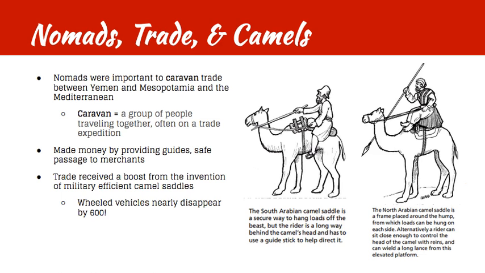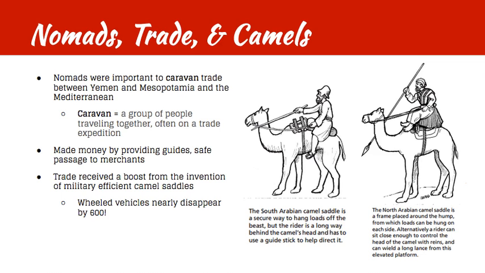Trade received a boost, believe it or not, from an invention that has to do with the camel. The military efficient camel saddle, which you see pictured here on the right, allowed nomadic people to ride on top of the camel's hump rather than behind. So what is the importance of this? Basically, we see improved control of the camel. It allowed them to move more quickly and more efficiently, not just in battle, but in trade.